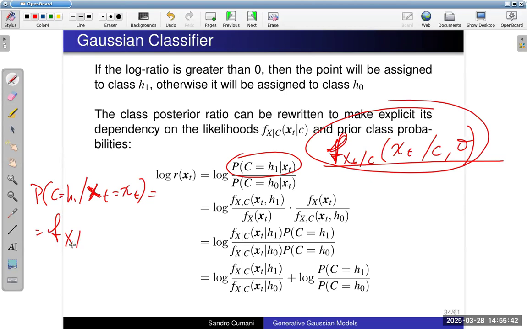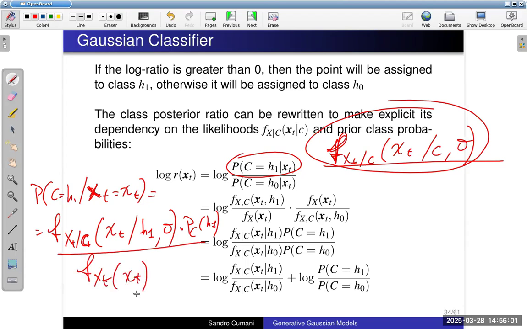For class H1, we have that this is the class conditional for xt, assuming that the class is H1, it's the parameter theta, times the prior probability for class H1, divided by the marginal for xt. And for class H0, we will have class conditional of xt given class H0 and theta, prior probability of class H0 divided by the marginal for xt.